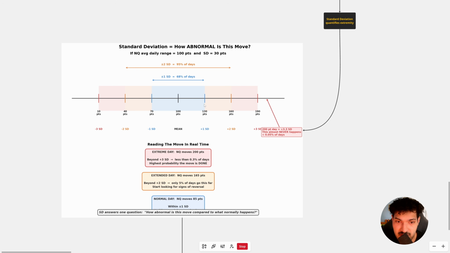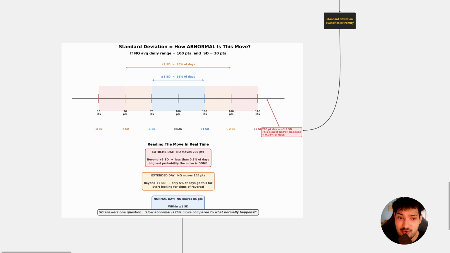You can see here again, I just want to make it very simple for you guys. This isn't a crazy concept, but I want you to think about this intuitively, and that's why we have this visual. What this is saying is that based off our data set, based off what we measured in the previous example, in one standard deviation, plus or minus, because it can go both ways, in 68% of the days, the average daily range was between 70 and 130 points.